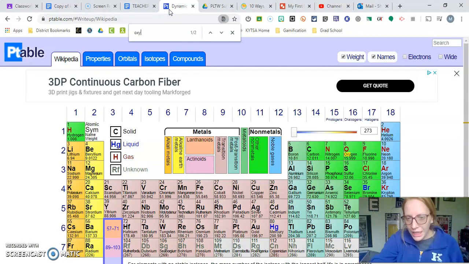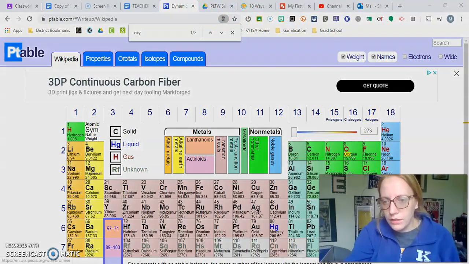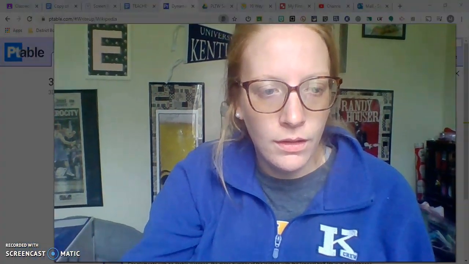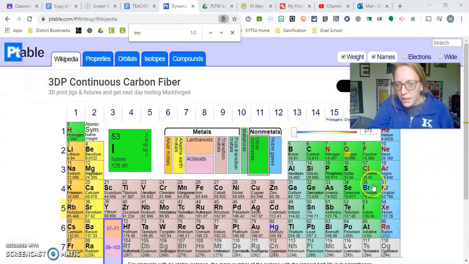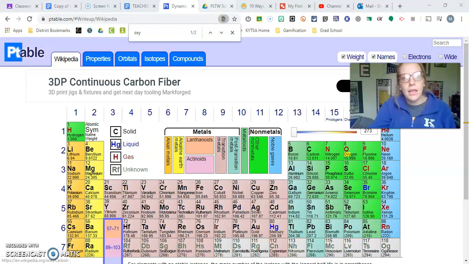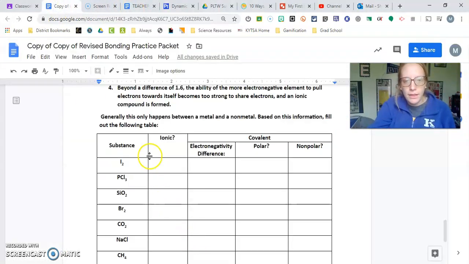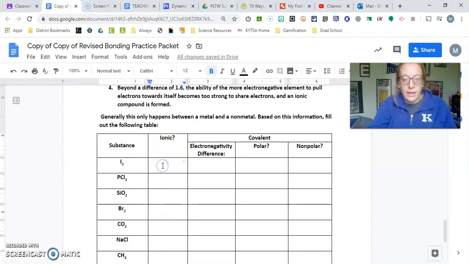Okay, so iodine is located over here, hold on just a second. It's over here. It's hiding behind my, there we go. Iodine's over here in the green, therefore it's a non-metal. So we know that two nonmetals make a covalent bond. So is it ionic? No.